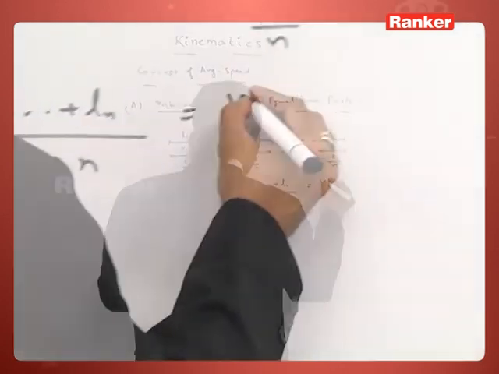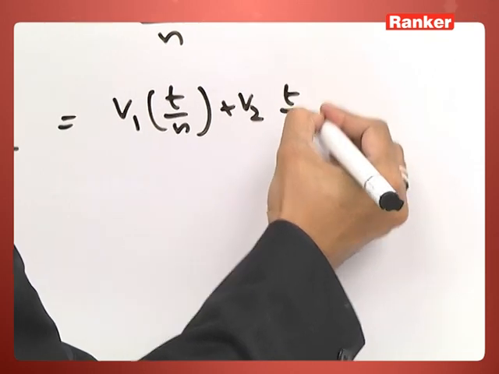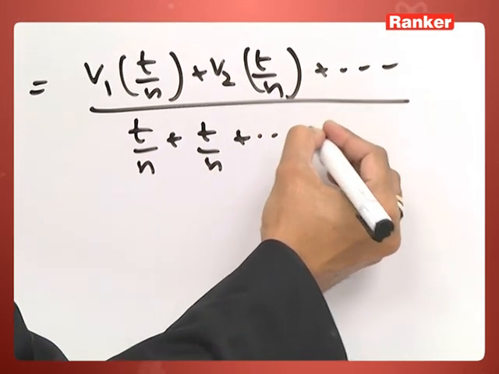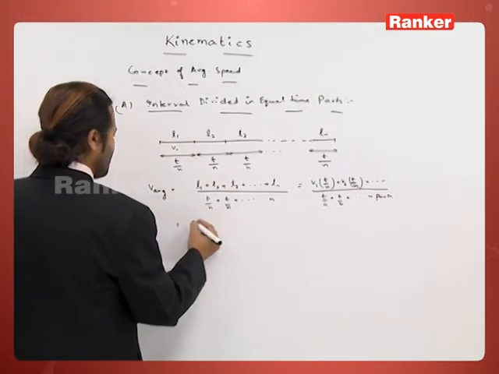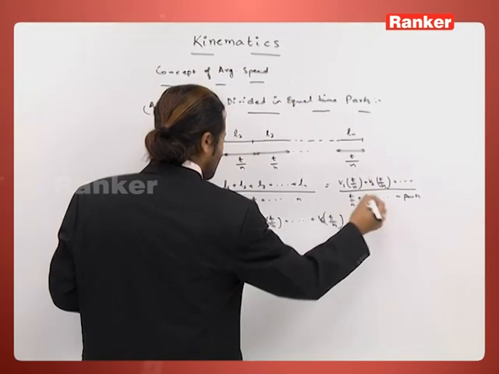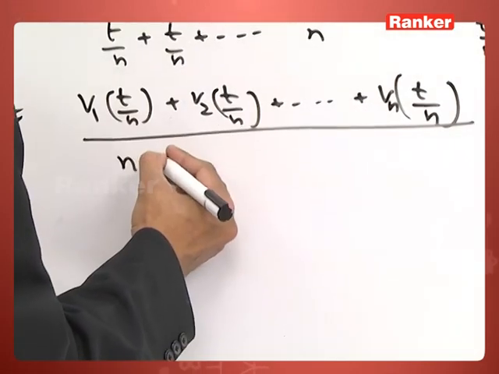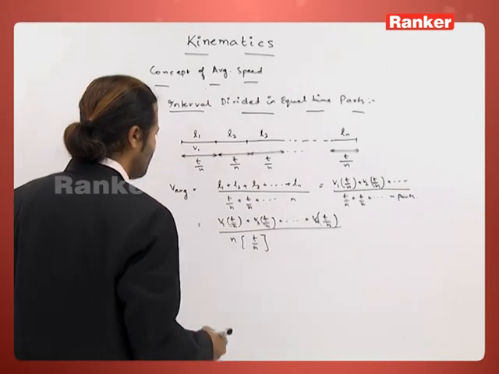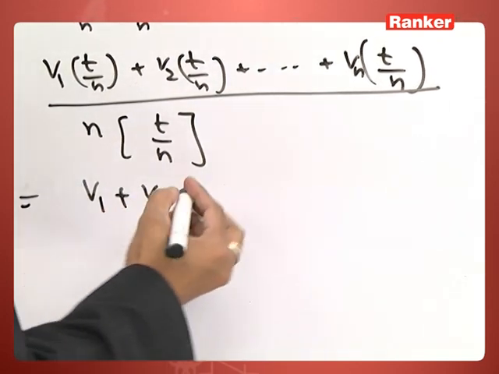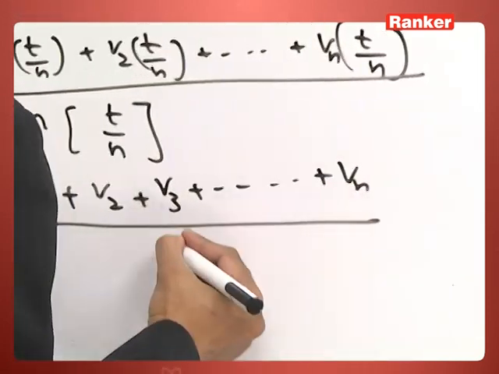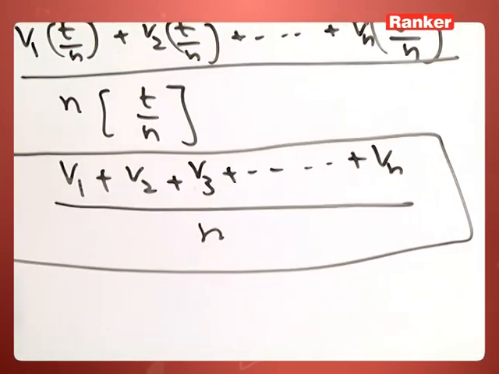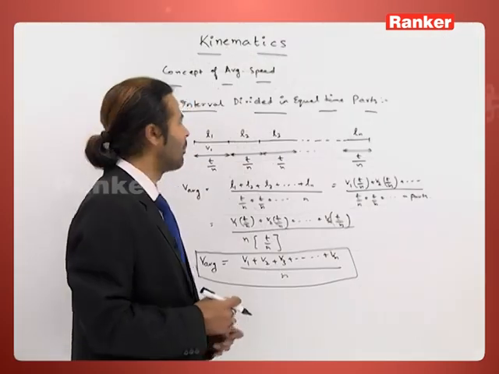Now L1, L2 and L3 can be written as V1 into T by N plus V2 into T by N, and so on, divided by T by N plus T by N to N parts. So this will be V1 into T by N plus V2 into T by N plus Vn into T by N, divided by N into T by N. So all the T by N cancels out, and this becomes V1 plus V2 plus V3 and so on up to Vn, whole divided by N. That means when the interval is divided into equal time parts, the average speed will be the summation of all the velocities divided by the number of time parts.